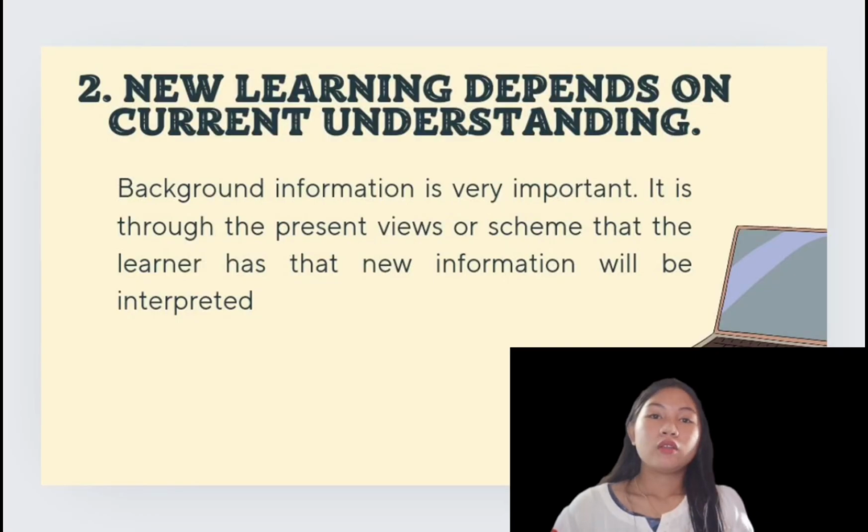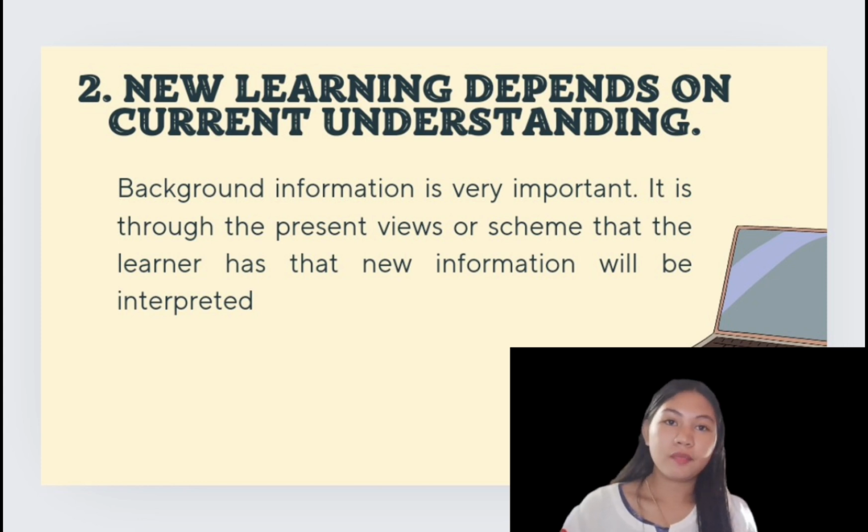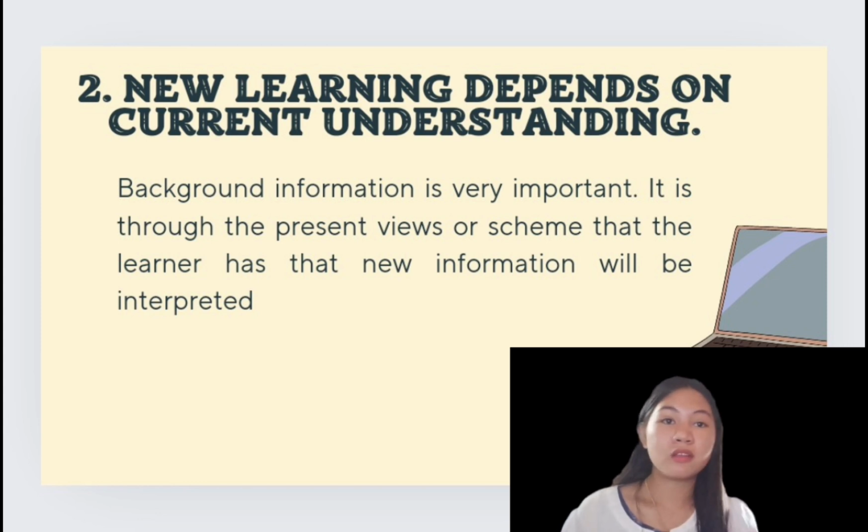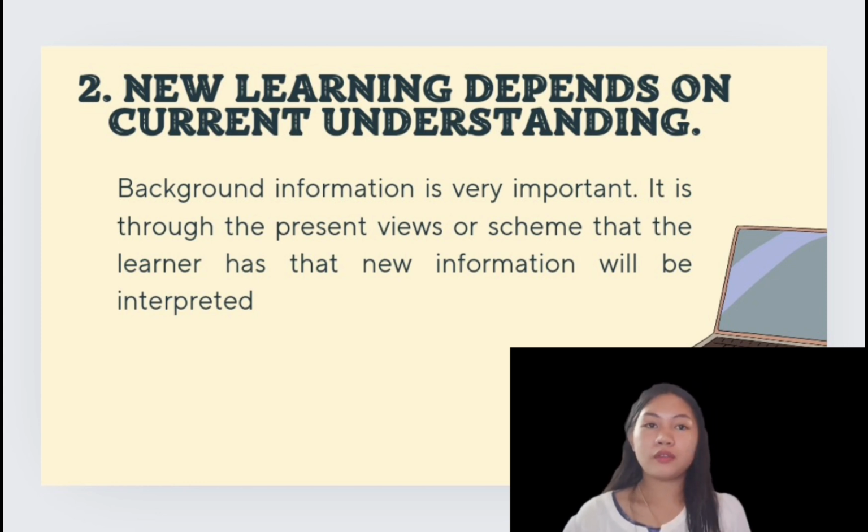So, the second one is new learning depends on current understanding. Background information is very important. It is through the present views or schemes that the learner has that the new information will be interpreted. So, that is the definition of new learning depends on current understanding.